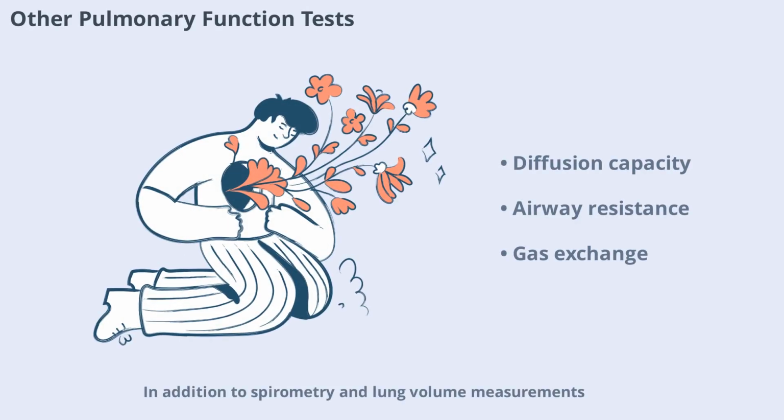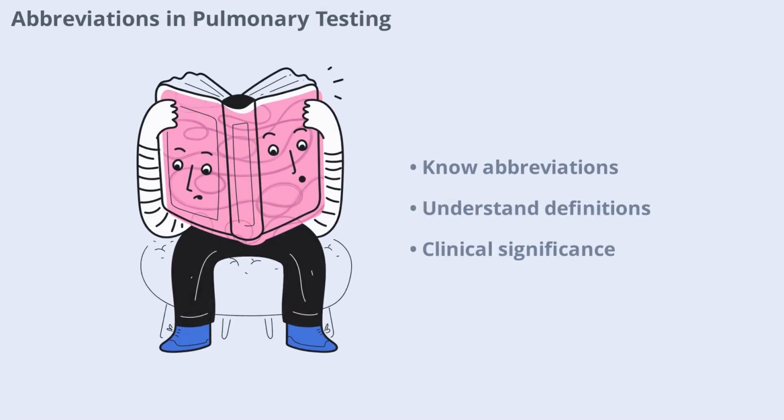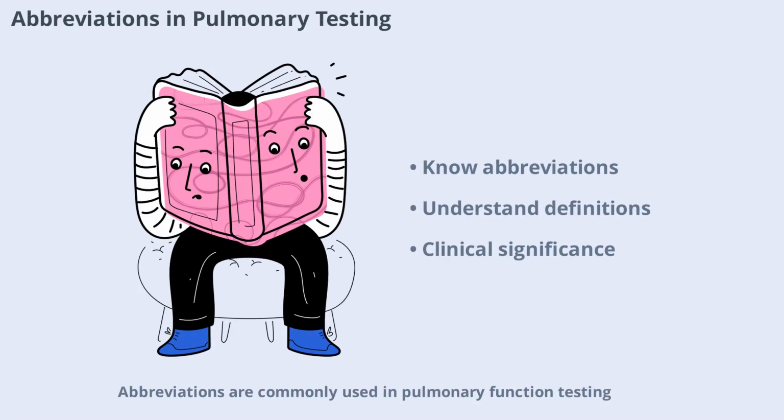In addition to spirometry and lung volume measurements, other pulmonary function tests can be performed for clinical and research purposes. These include tests for diffusion capacity, airway resistance, and gas exchange. Each provides unique information about lung health. Abbreviations are commonly used in pulmonary function testing. It's important to know what each abbreviation stands for, as well as its definition and clinical significance. For example, FVC, FEV1, RV, TLC, and PEFR are all standard terms you'll encounter.